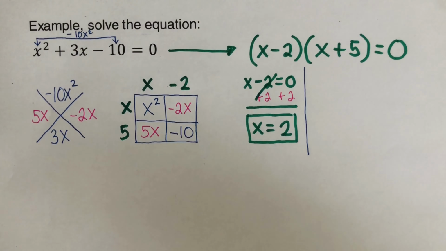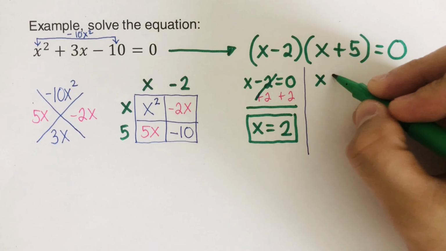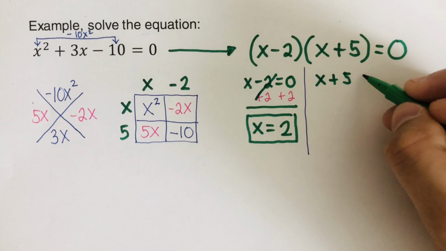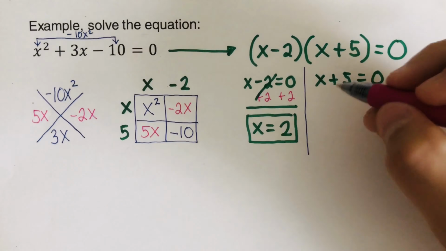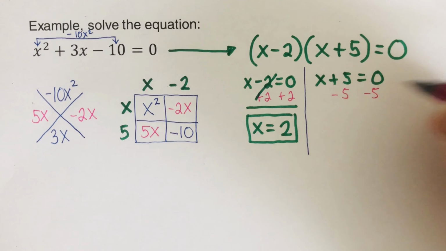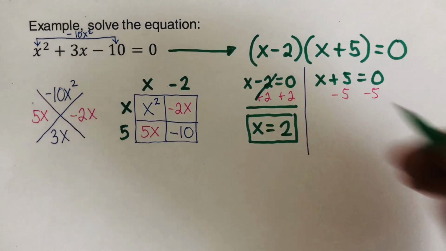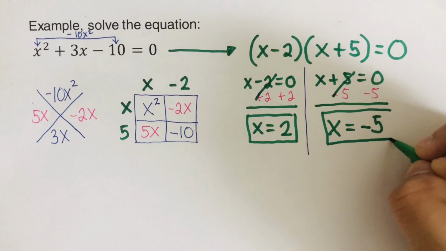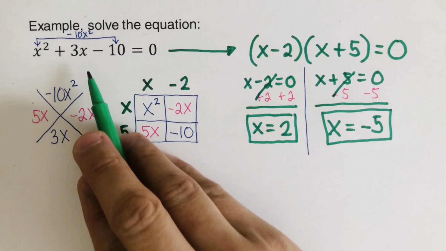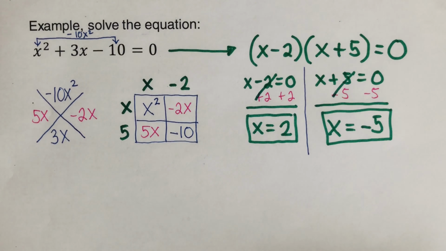And then we do the same thing for the other one. That would be x plus 5 equals 0. So then we subtract 5 from both sides, minus 5 here. So we can cross the 5 out. So we're left with x is equal to negative 5. So pretty much it's the same thing. The only catch is that we need to change this to its factored form so that we can use the zero product property in order to solve for x.